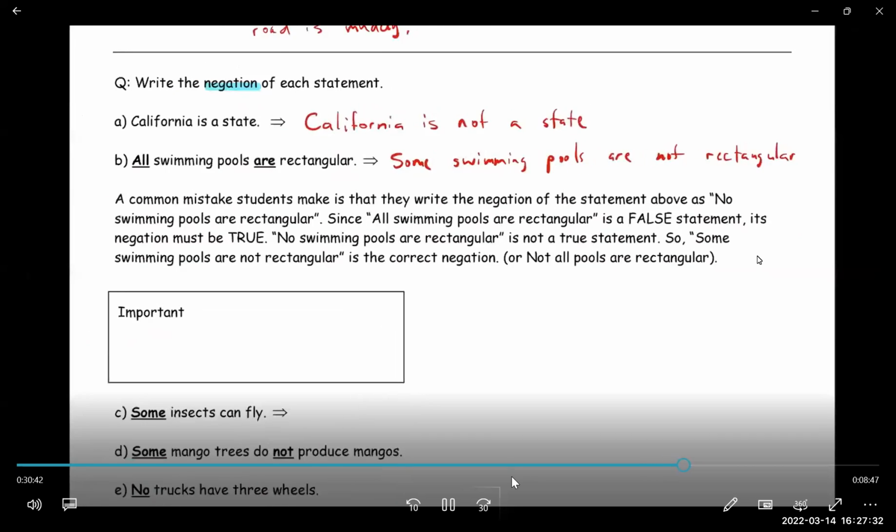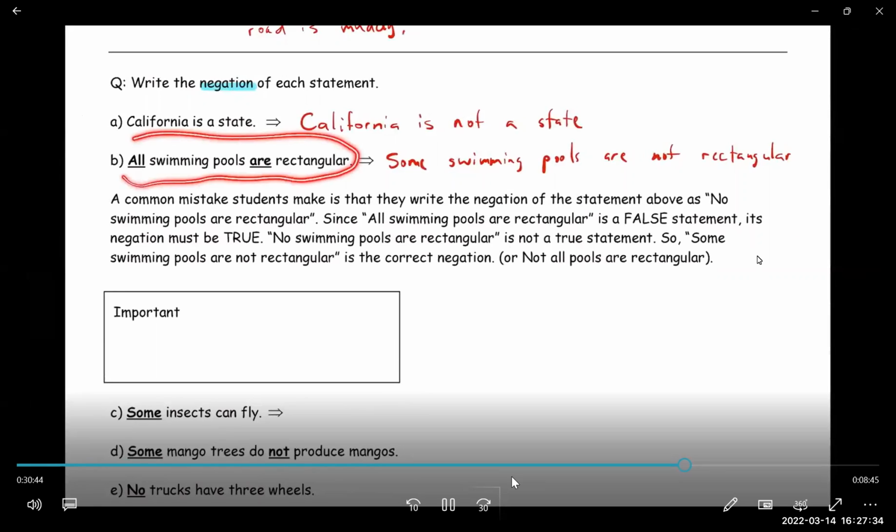So think of this as a true statement. How do you make it false? You make it false by saying some swimming pools are not rectangular. So that's how you would make this a false statement, by changing the word all to some. And then are rectangular would be are not rectangular.